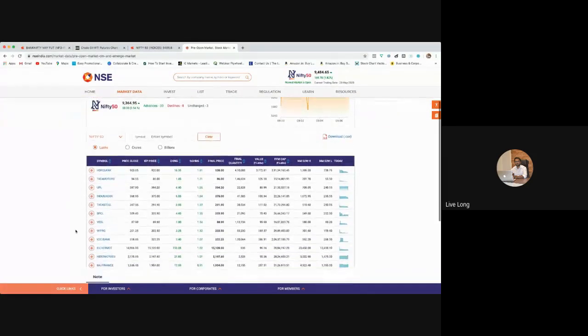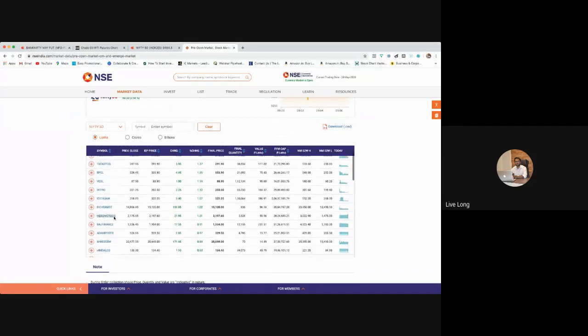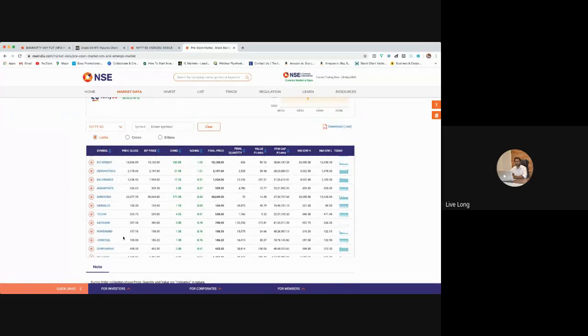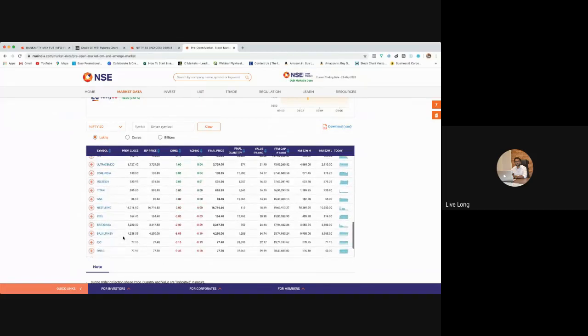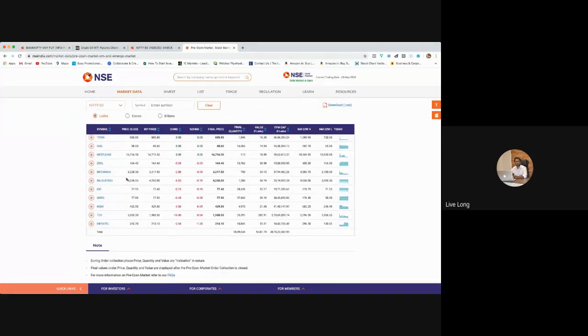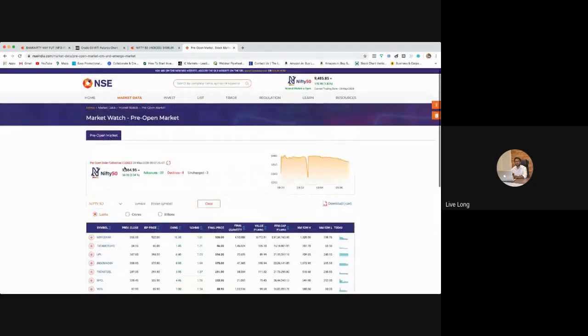So these are the stocks in Nifty 50: HDFC Bank, Tata Motors, UPL. Okay, so the first thing you should keep in mind is that you are always going to trade on Nifty 50 stocks. The major stocks listed in the National Stock Exchange should be the ones you are actively trading in.